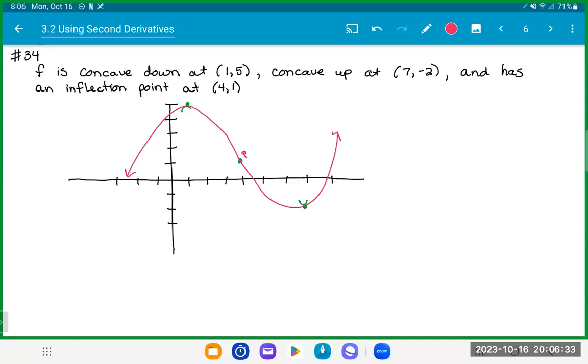Okay, question. You'll see one of these in your homework for sure, and I believe you'll see one of these on the exam as well.